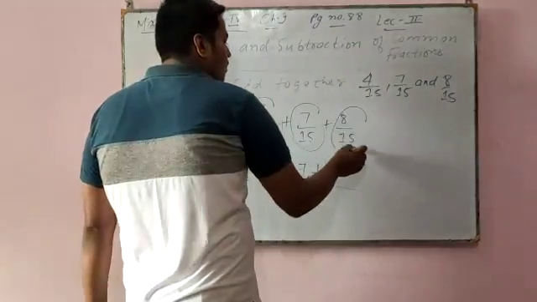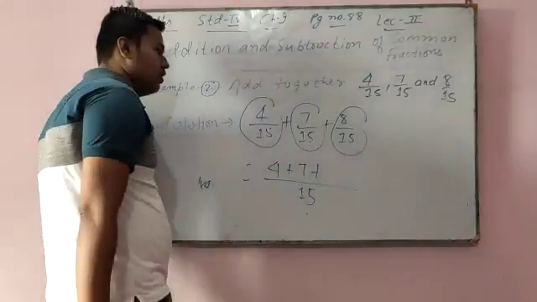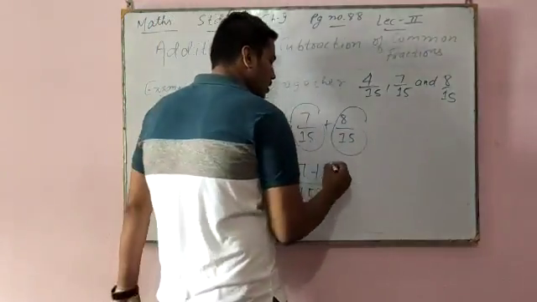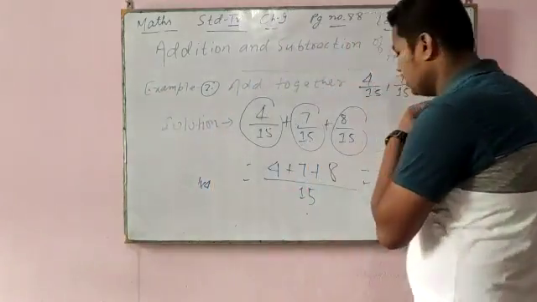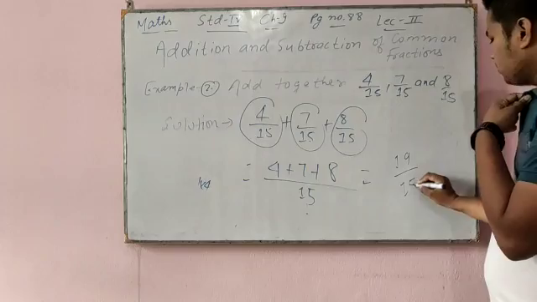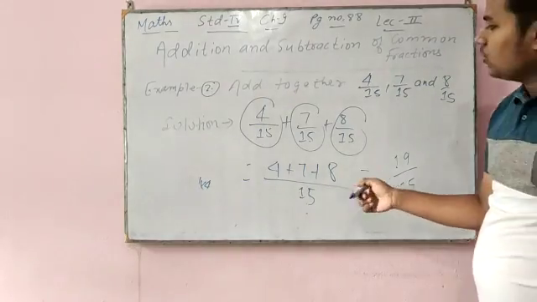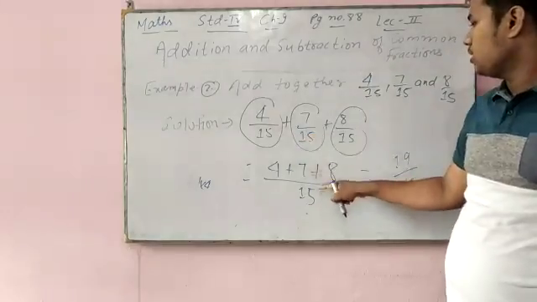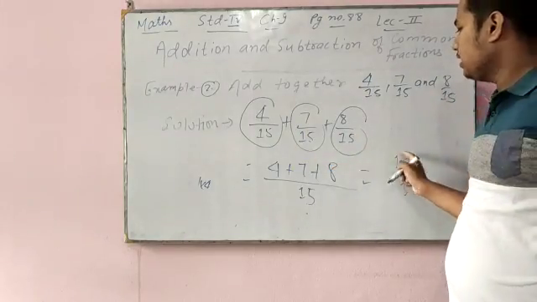Again in this number, this 15 will come in the table of this 15. This 15 will come one time. So 1 into 8, 8. Now add 8 plus 7, 15. 15 plus 4, 19. 19 by 15. Either you can use the LCM form, or, if the denominator is the same, write 15, and whatever numerator is there, write and add.